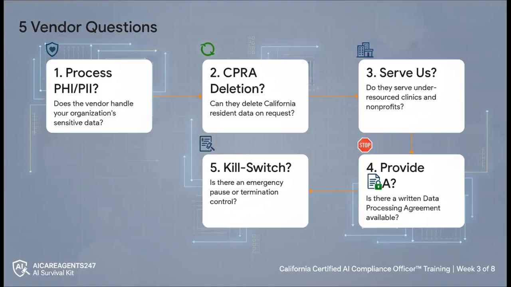Let's break down the 5 key questions in that email, because they basically form a checklist for your initial vendor risk assessment. Number 1, do you process PHI or PII? 2, what's your CPRA data deletion process? 3, do you specifically serve organizations like ours? 4, can you provide a data processing agreement? And 5, a really important one, do you support an emergency kill switch? Their answers are absolutely essential data for our next steps.